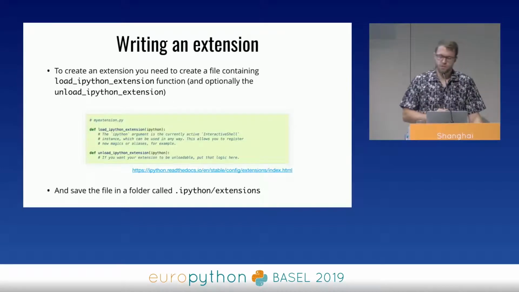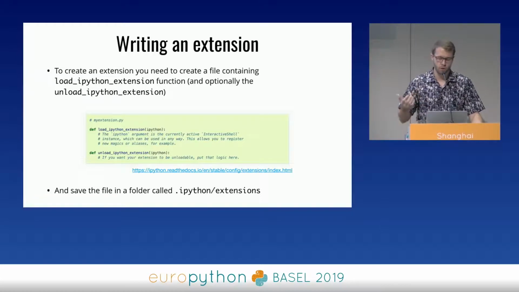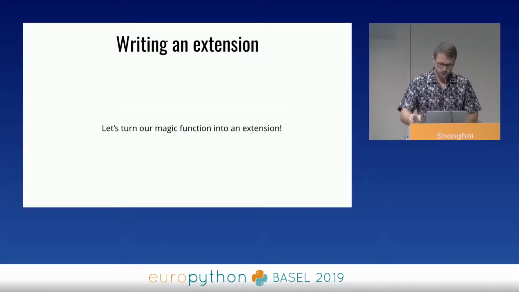To create an extension, you need to create a file that contains the load_ipython_extension function. This is the function that will be executed when you load the extension. You can optionally add the unload_ipython_extension if you want your extension to be unloadable. And then you need to save this file in a directory called IPython/extensions. Okay, that's a pretty vague explanation. Let's see an example. Let's say we want to turn our magic function into an extension.